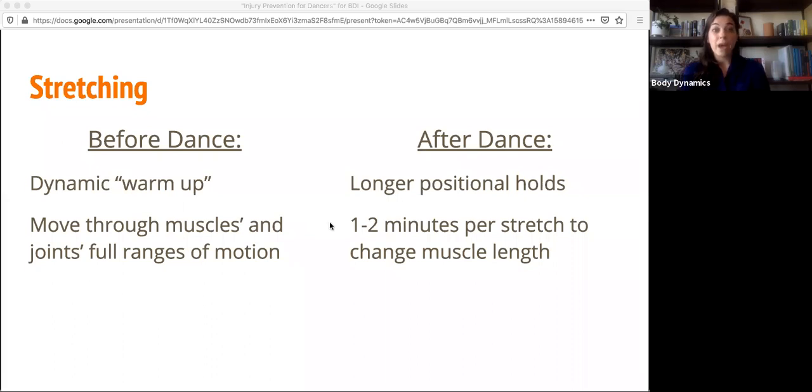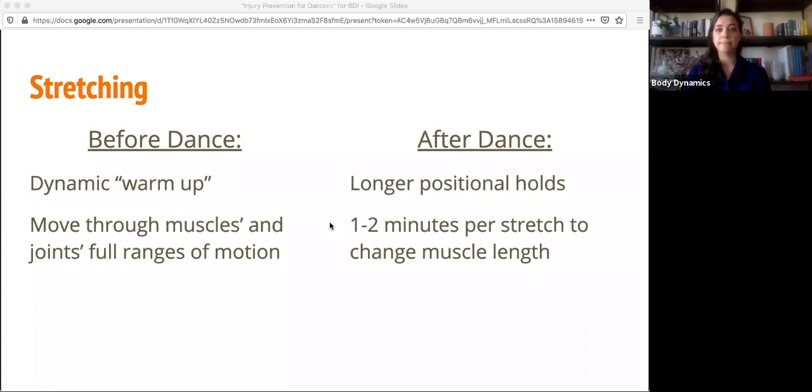We'll also talk about how and when to stretch. So a lot of dancers use static stretching as part of their warm-ups, but it's actually not as helpful as you might think it would be. There's research to show that static stretching can actually inhibit the power in a muscle. So that means it might make it harder to actually get that muscle to fire when you need it to.